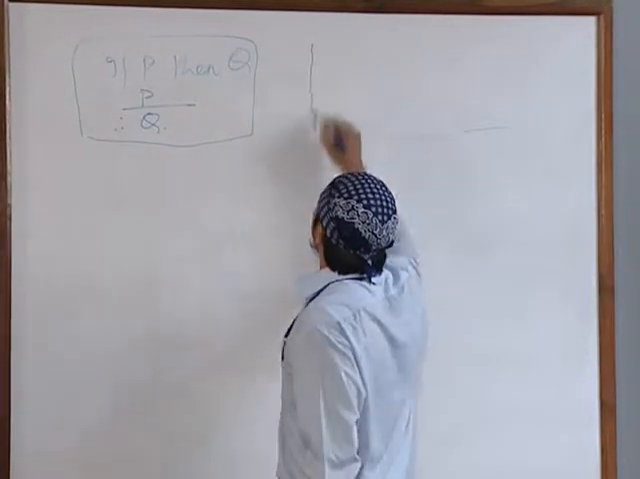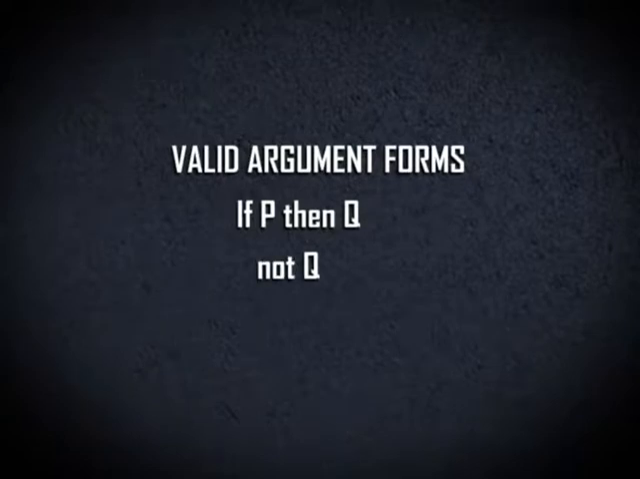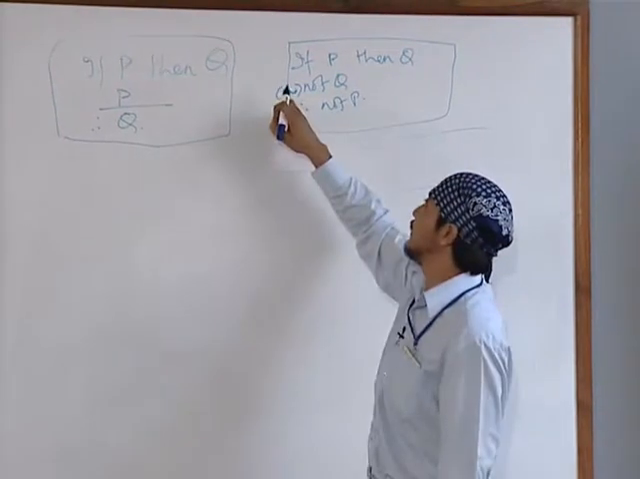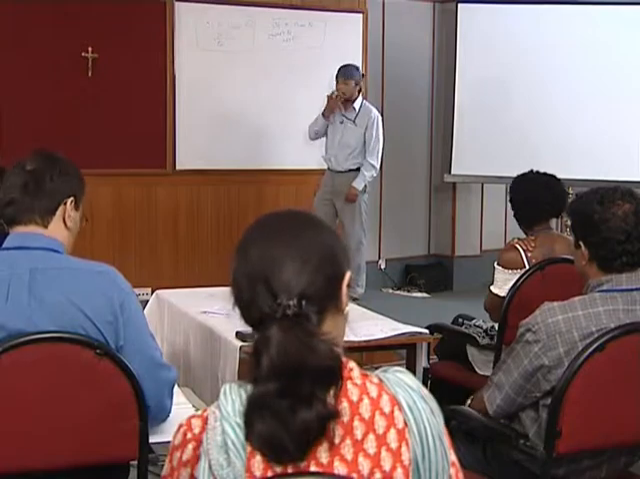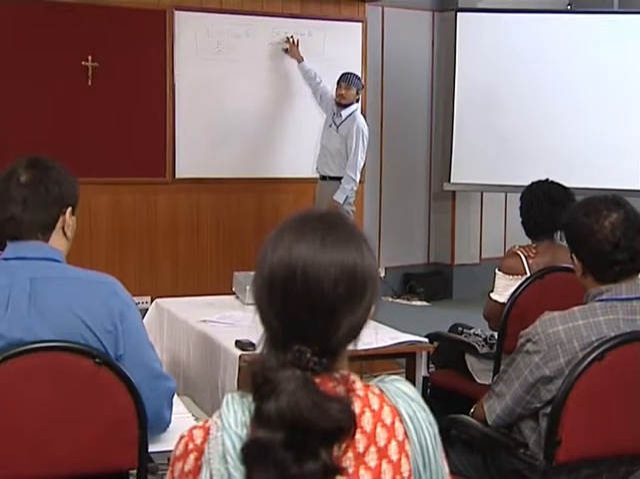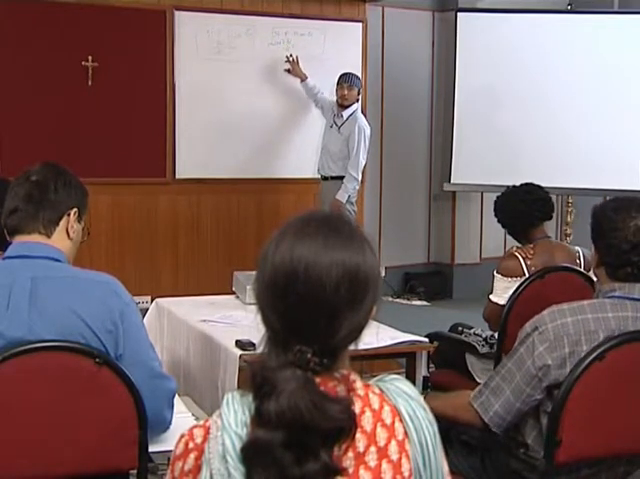The other one is: if P, then Q, not Q, therefore not P. In logic, we have for not a small sign, a curl. Okay, so wherever I use the term curl, please take it to denote not. Now, example: if it rains, then the ground will be wet. The ground is not wet, therefore it has not rained.